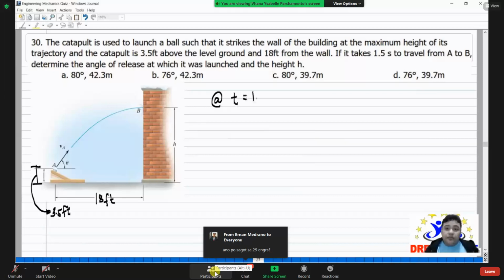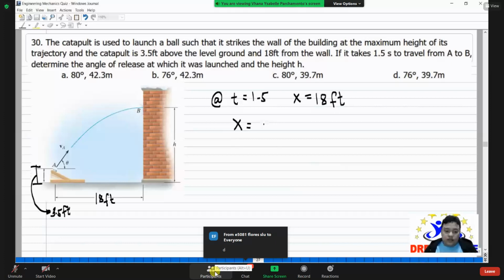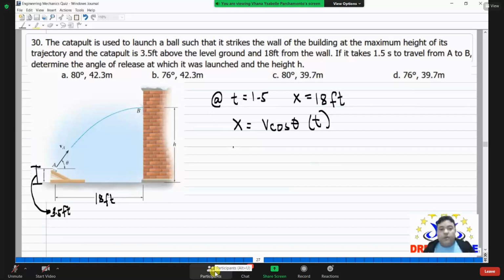So at t equal to 1.5, na-reach niya na yung B. So x is equal to 18 feet. Horizontal component: x is equal to v cosine of theta times yung time natin. Therefore, 18 is equal to v, which is unknown, cosine of theta multiplied by 1.5. So in terms of v and cosine theta, 18 over 1.5 cosine theta is equal to v. This is equation number 1.